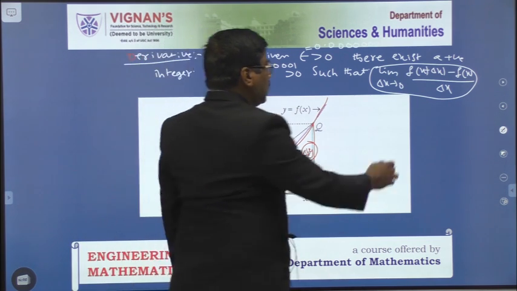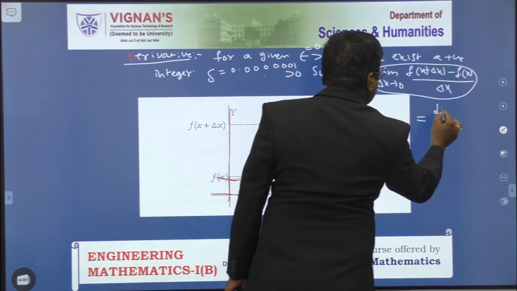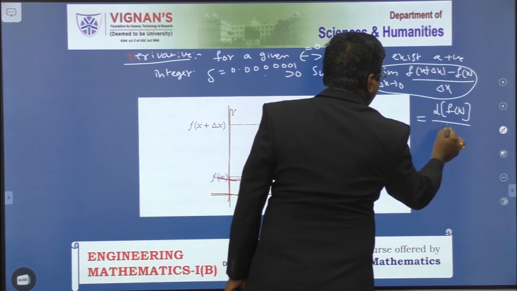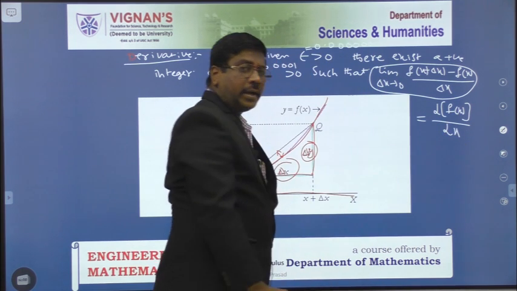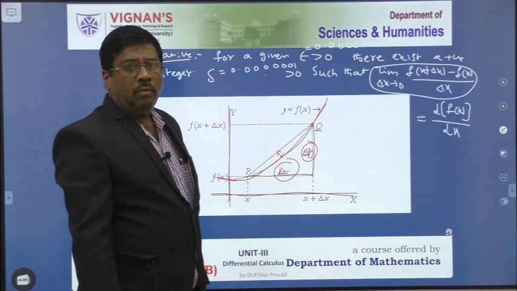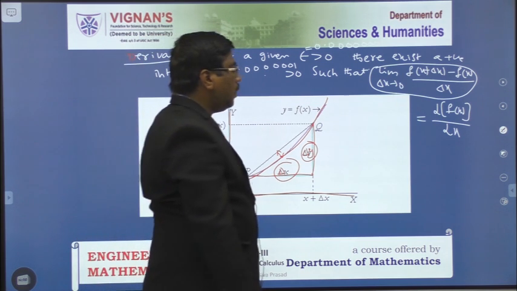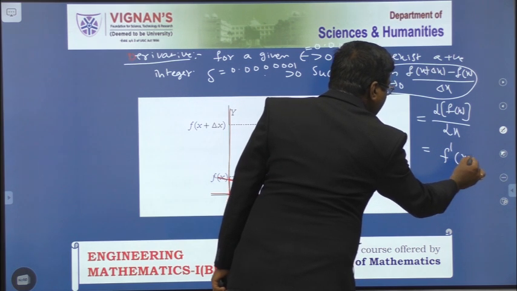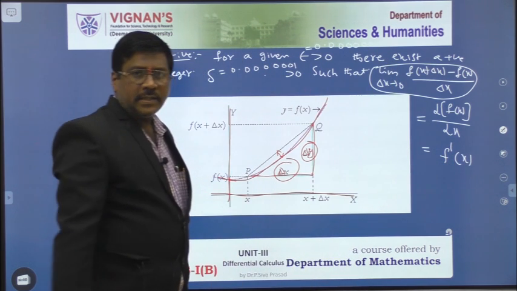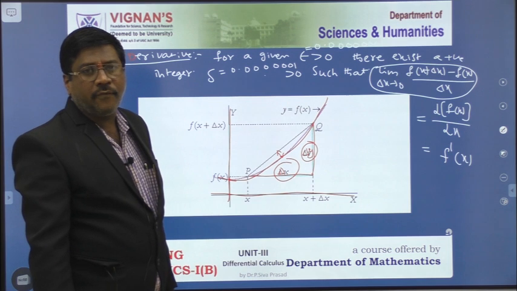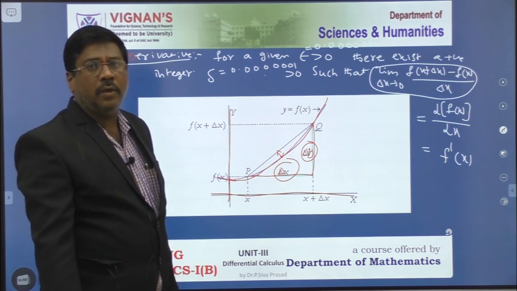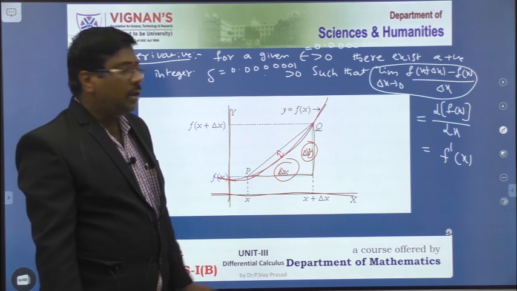Basically this is denoted by dy by dx, or simply d of f of x by dx. Simply I write it as the derivative of the function f of x with respect to x. So basically that is denoted by f dash of x. That represents f dash of x, meaning the differentiation of the given function f of x with respect to the variable x only. That is the meaning of this.